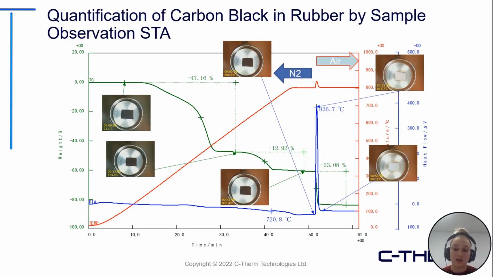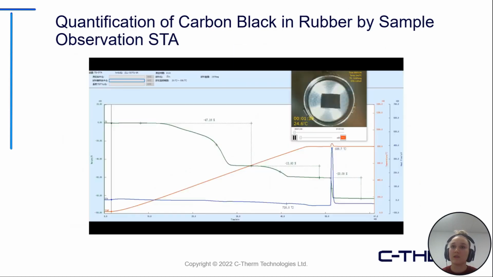So if you remember, I mentioned this was an accessory you can get with the system, this gas changer. This is a really great application showing how that is used. So I'm going to play the video through for you here. As I mentioned, we see 2 major mass losses here before we switch from nitrogen to air. The first one can be correlated to the decomposition of the resin in the rubber material, and that's what we're starting to see now, about 47%.